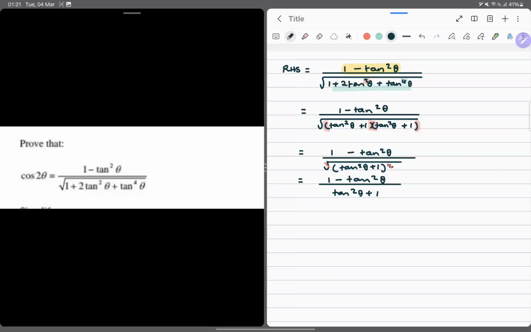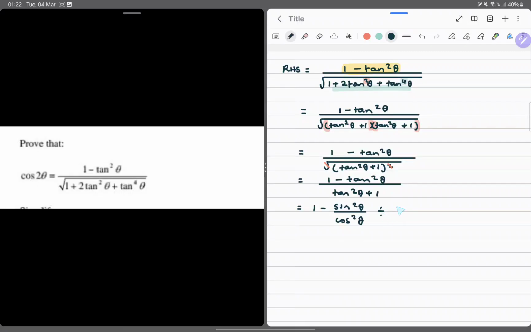So now this goes back to saying identities. What do we know about identities? Tan can be expressed as sine over cos. But now we're going to split these terms. We're going to have 1 minus tan squared theta, which is nothing but sine squared theta over cos squared theta.